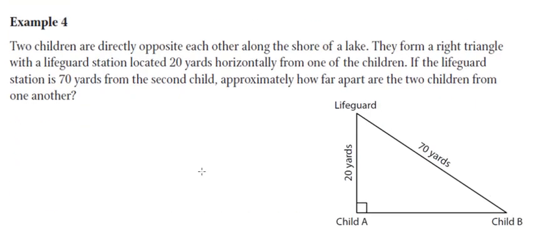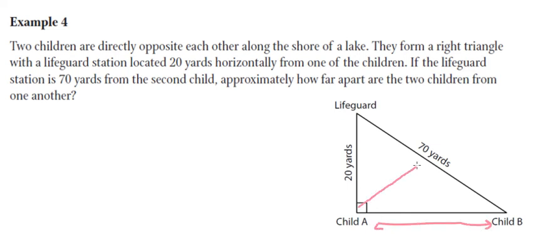All right, next question here says that you've got 2 children that are directly opposite each other along the shore of the lake. They form a right triangle with a lifeguard station located 20 yards horizontally from one child. If the lifeguard station is 70 yards from another child, how far away are the 2 children? So this is just asking us to find this distance right here.